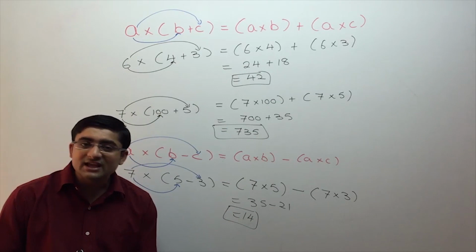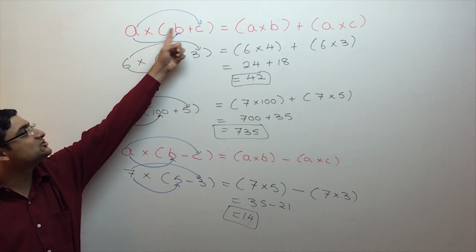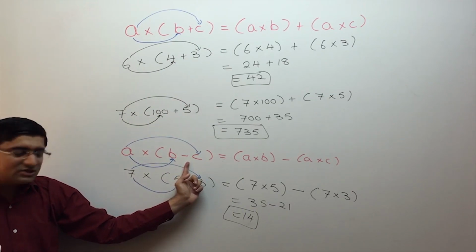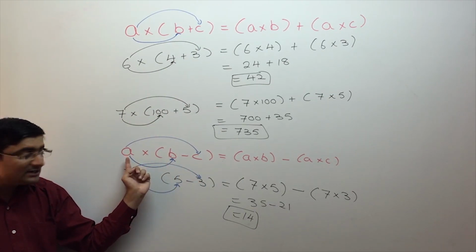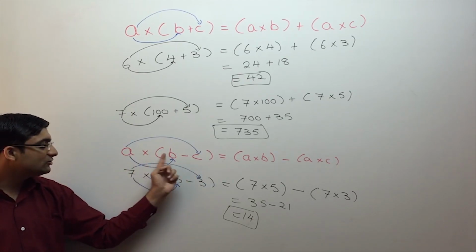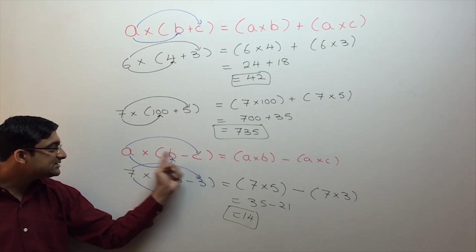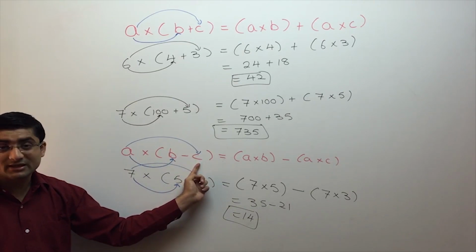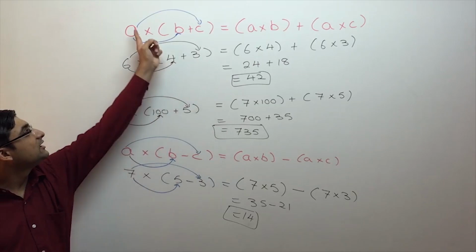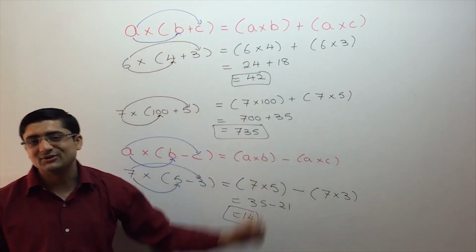So hence we have done a recap of the distributive property of multiplication over addition and distributive property of multiplication over subtraction. So just remember, whatever is outside of the bracket, this term has to be multiplied with each term inside the bracket. So this into the first term inside the bracket, copy the sign, this into the second term inside the bracket. So a into b minus a into c, a into b plus a into c, right?